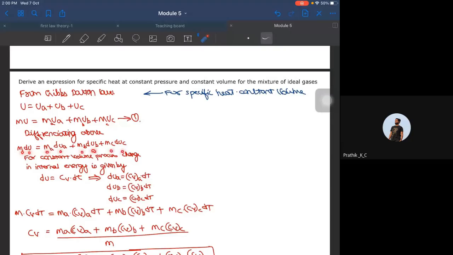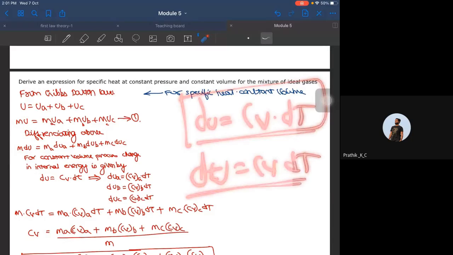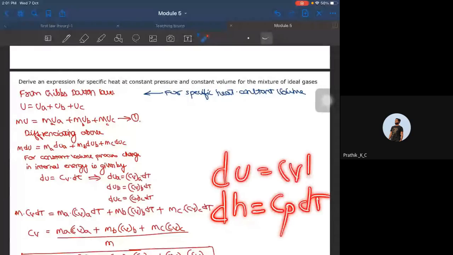Now, for the constant volume process, this sentence is very important. For the constant volume process, the change in internal energy is given by this. So, change in internal energy is always Cv times dT. This you have to remember. dU is Cv into dT. You can guess the other thing also from this. What is that? dH is equal to Cp into dT. So U corresponds to V, H corresponds to P. That is the important thing you have to remember.